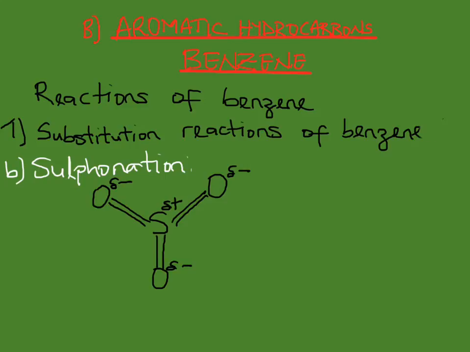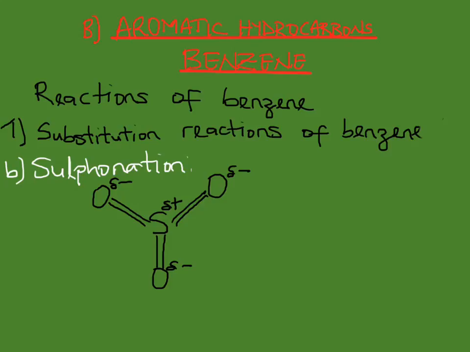The next type of reaction we'll be looking at is sulfonation. Benzene reacts with concentrated sulfuric acid between 35 to 50 degrees Celsius to form benzene sulfonic acid. The reaction involves the breakup of the acid, as you can see on your screen. That's the polarity of sulfur trioxide.